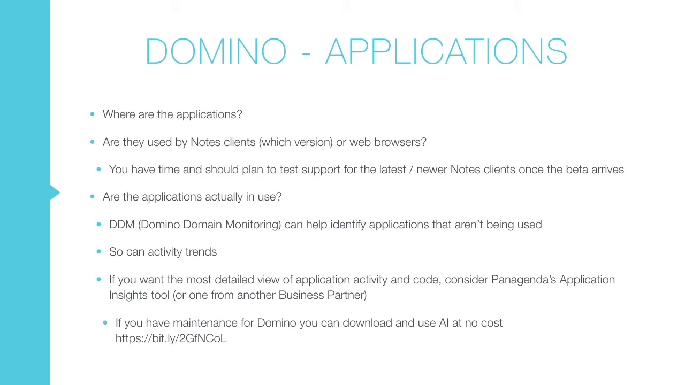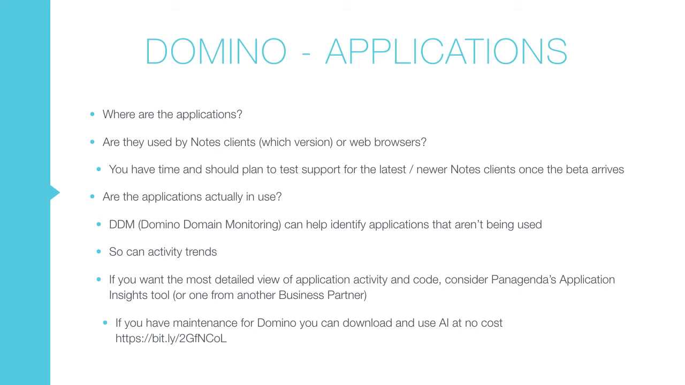There are lots of tools out there that are going to be able to look across your servers and tell you what applications are being used and which ones aren't. So for example, DDM, Domino Domain Monitoring, which is a feature of Domino. It can help identify applications that aren't being used. It's a very simplistic identification, and I'll show you that. There's also activity trends, which you can enable on your server. But both those things kind of give you usage, how many people are using them, whether the database is being opened, how large they are, that kind of thing.